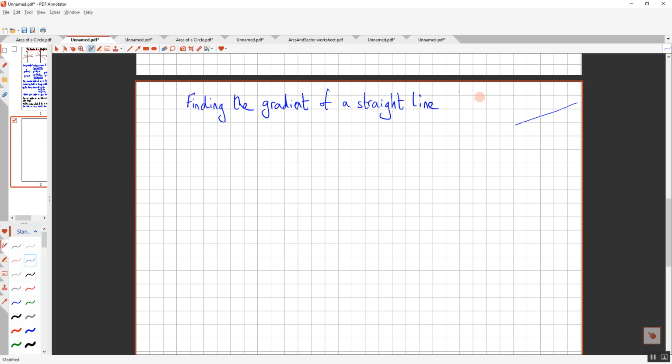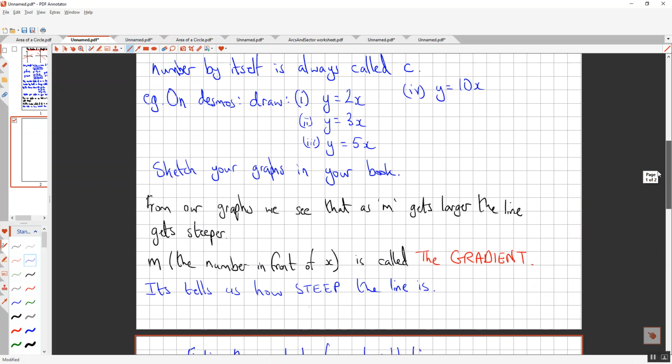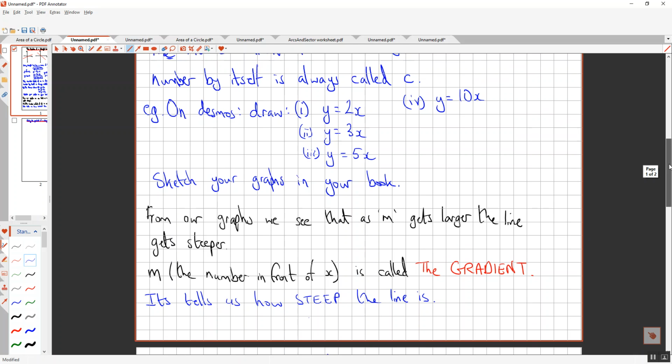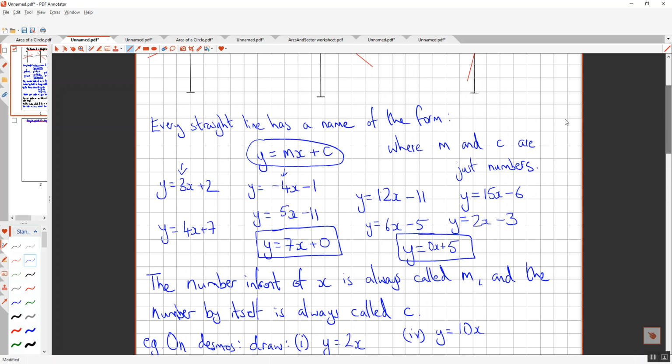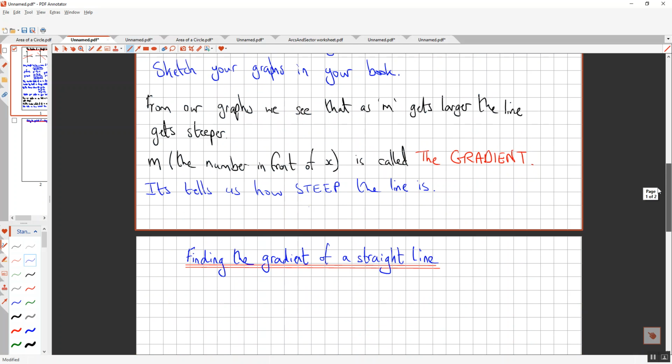What letter do we use for gradient? M, okay? M is the gradient. So it's y equals mx plus c. The number in front of the x is called m, and it stands for gradient.